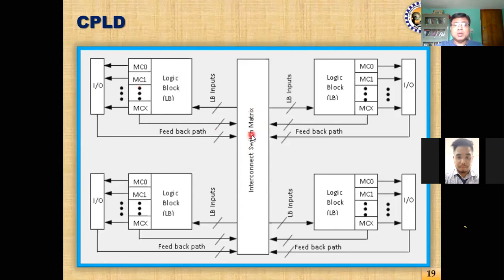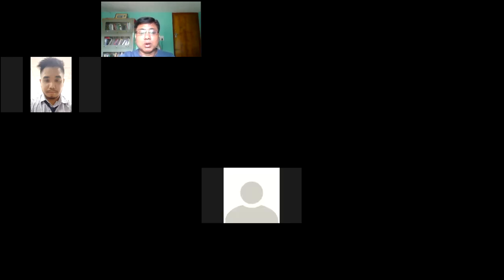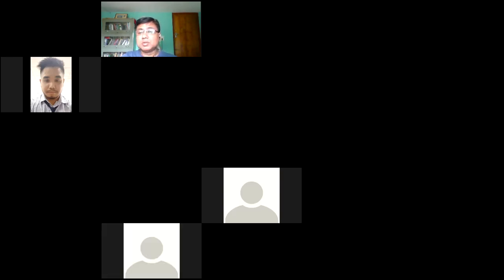If I stop for a while and get your feedback, if you have any difficulty in understanding this particular part, the internal structure and architecture of CPLD, I can answer your queries. So I am unmuting all of you. Now I have just discussed the CPLD. If you have any doubt, if you have not understood about CPLD, you can raise your doubts.